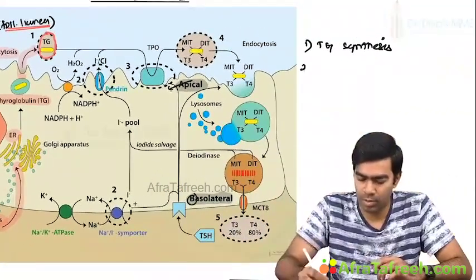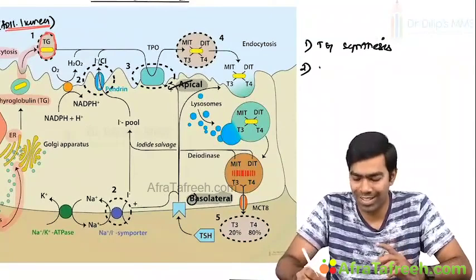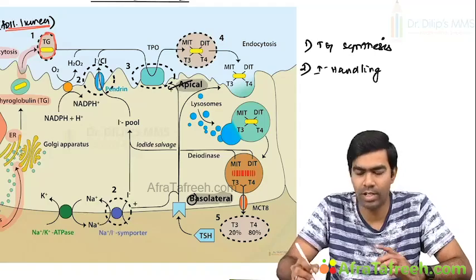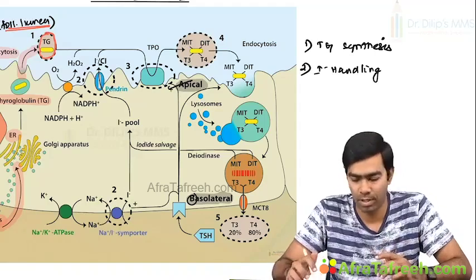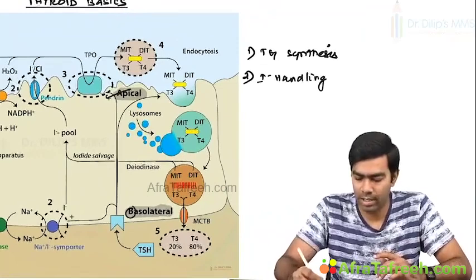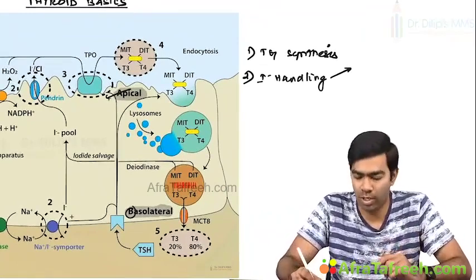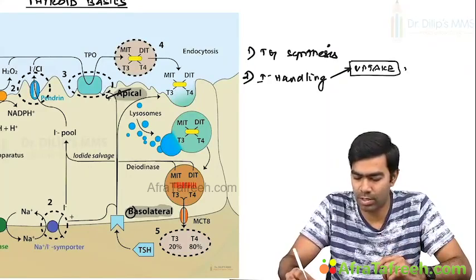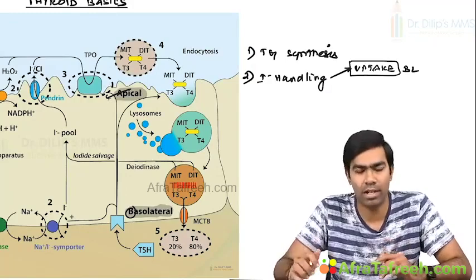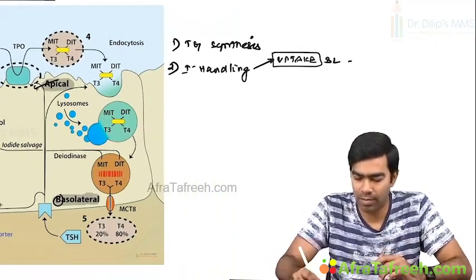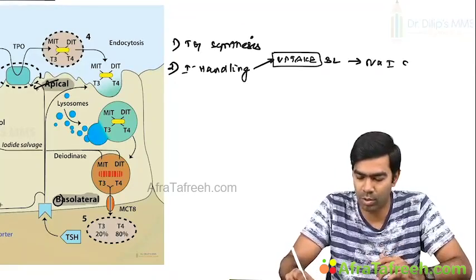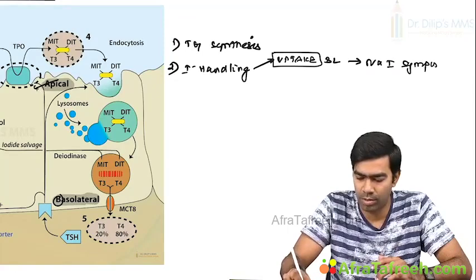So step number 2 involves iodide handling. Now we have synthesized the thyroglobulin, and we have to take up and process the iodide. Iodide handling involves 2 steps. One, they first have to take up the iodide from the basolateral side, from the blood, and this is done by a very important transporter called the sodium iodide symporter.